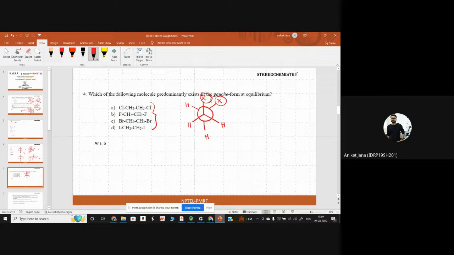So what is the size sequence of the halogens? Which is the largest one? Iodine, correct. So this is the correct order of the structure: fluorine, chlorine, bromine, iodine. Okay, clear.